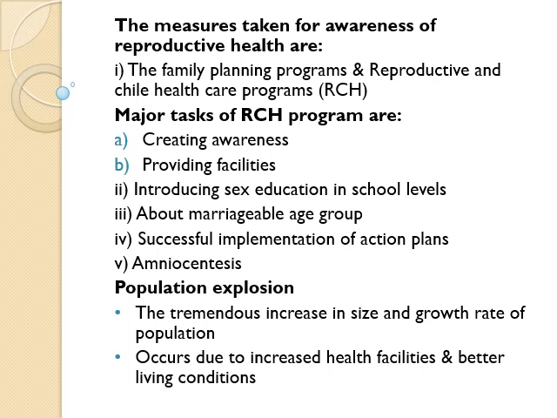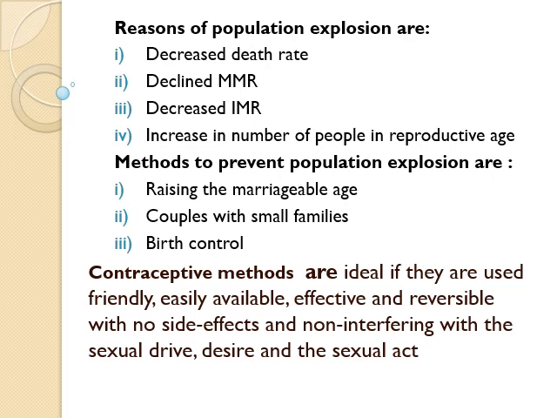Next heading is population explosion. Population explosion means a significant increase in the number of people. It occurs due to increased health facilities and better living conditions. The main reasons for population explosion are rapid decline in death rate, maternal mortality rate, that is maternal death due to birth or pregnancy, and infant mortality rate, along with increase in population of reproductive age. Let's see the steps to overcome population explosion one by one.